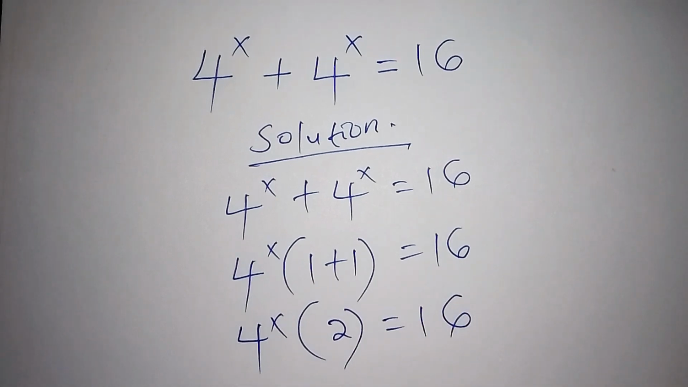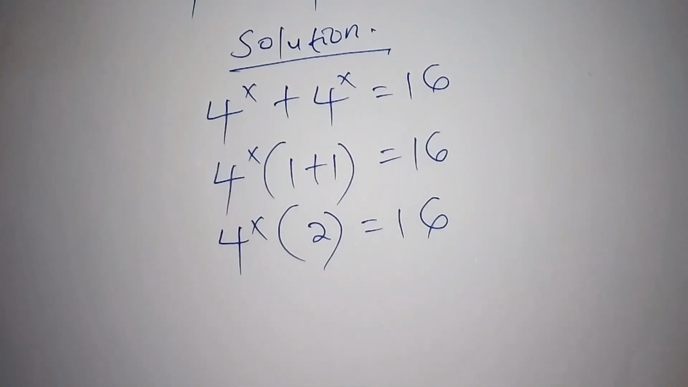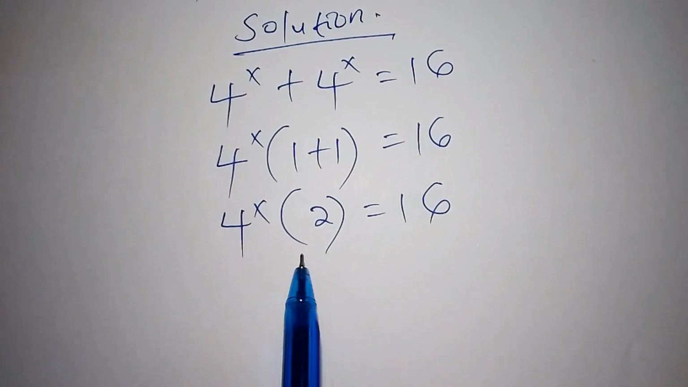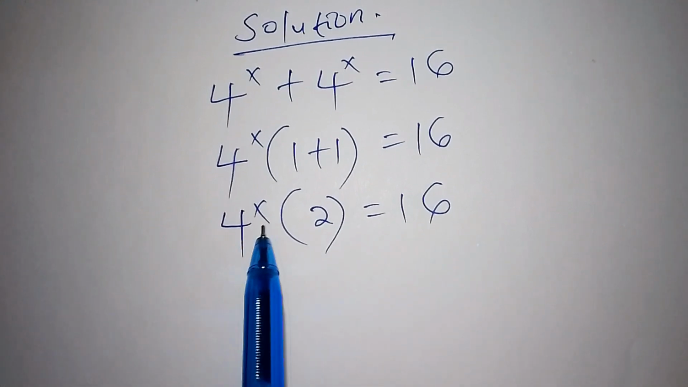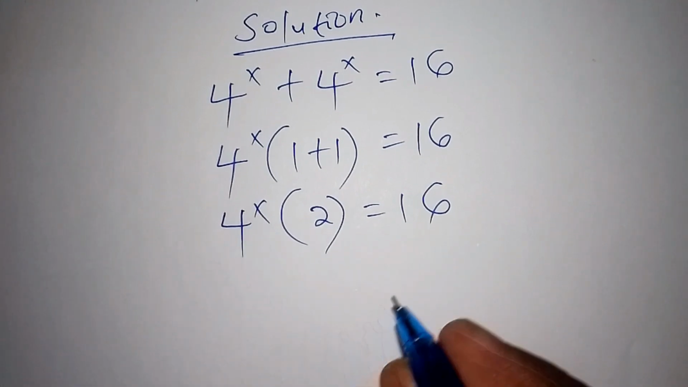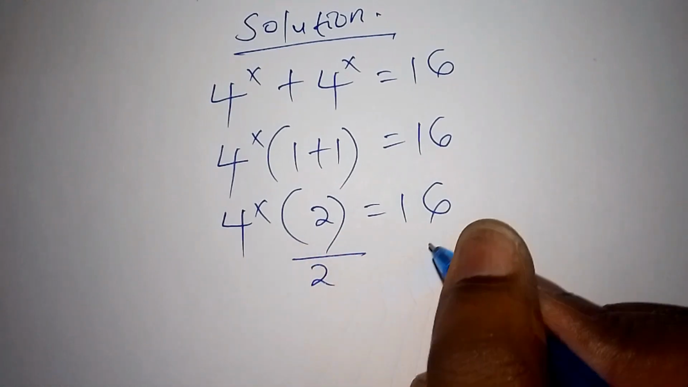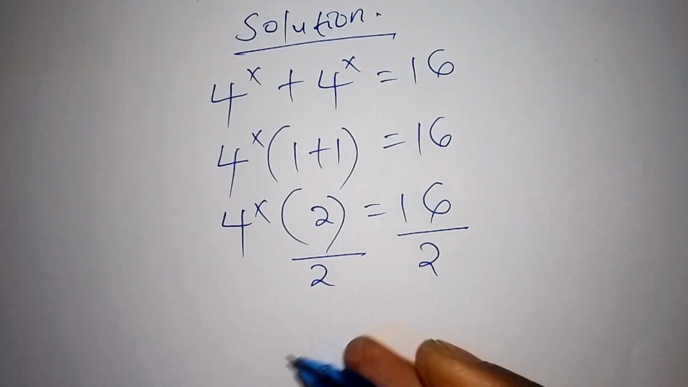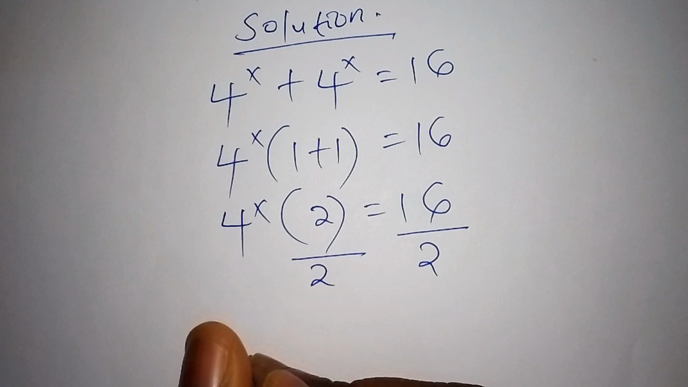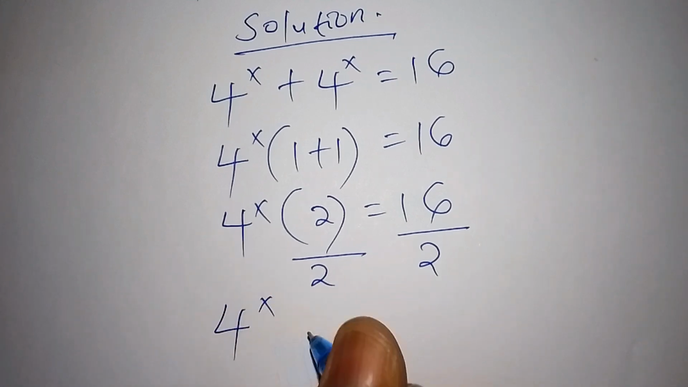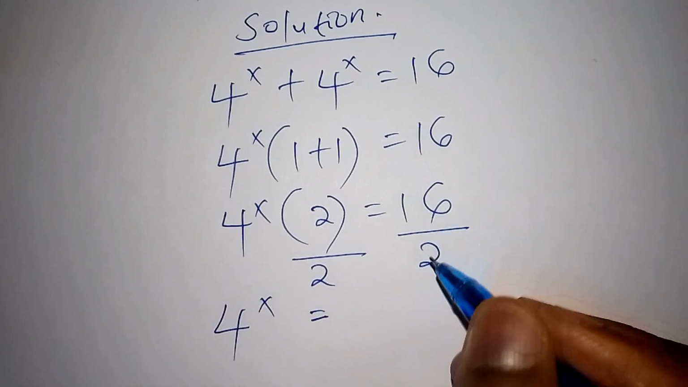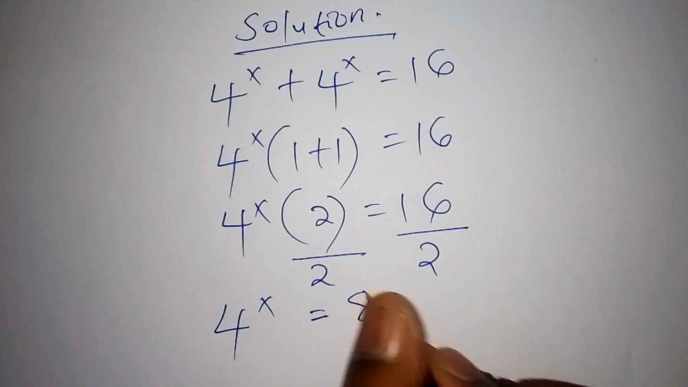Now, after we've reached that step, you are supposed to divide both sides by 2, so we leave the 4 to the power of x separate. So this side is divided by 2, and this side also divided by 2, so that now 4 to the power of x is equal to 16 over 2, which gives us 8.